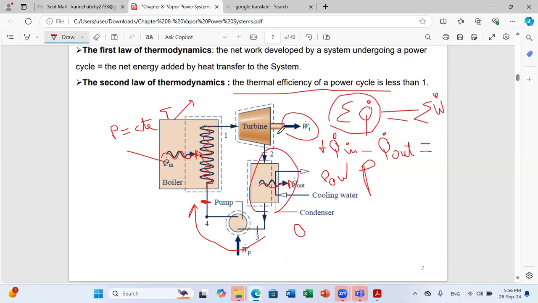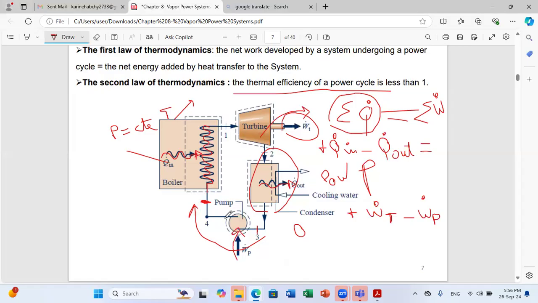At the turbine level, you have production of work, so you will put plus W dot turbine. While at the pump level, you need to supply work to operate your system, so you should do minus W dot pump. So this is how we apply the first law for the whole system.